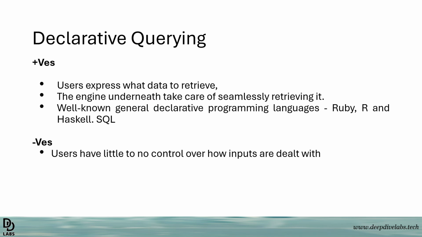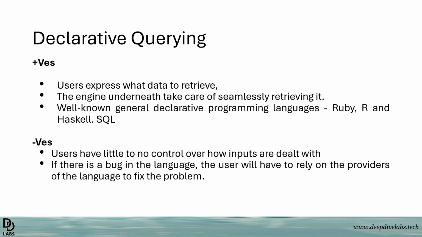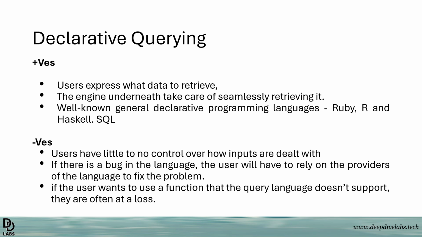Whereas there are some negatives of declarative querying as well, because the user has little to no control over how inputs are dealt with, right? So, you just pass on the query. The performance of the query, of course, you can manipulate by some best practices in the query, but for the most part, the engine takes care of executing the query and returning the results. If there is a bug in the language, the user will have to rely on the provider of the language to fix the bug. Right? And if the user wants to use a function that the query language does not support, they are often at a loss because there might not be a lot of user-defined functions.